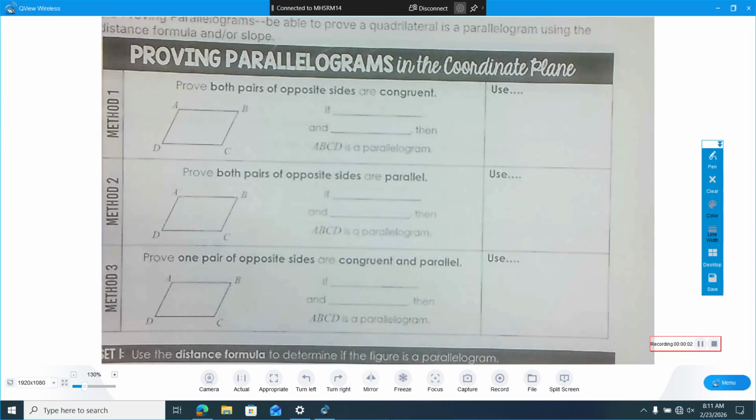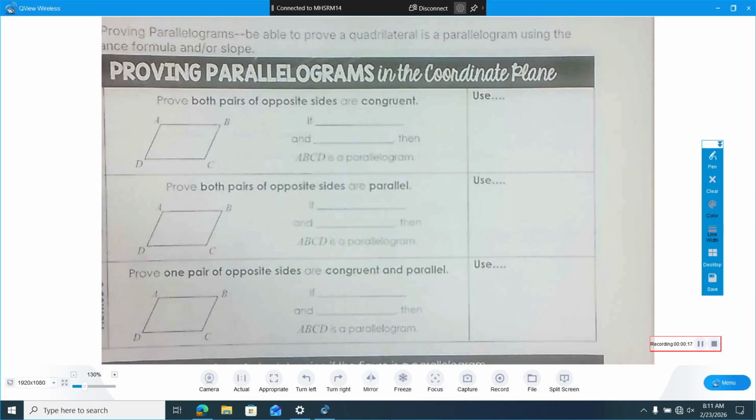And parallelograms have lots and lots of really specific things that make them parallelograms. And today what we're doing is proving that we have parallelograms in the coordinate plane.